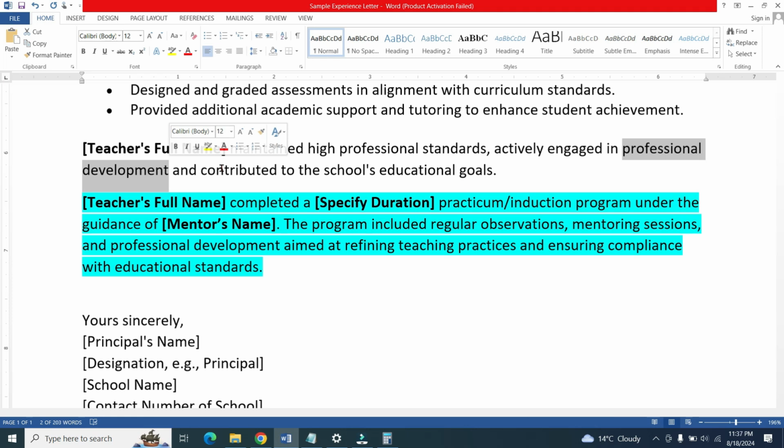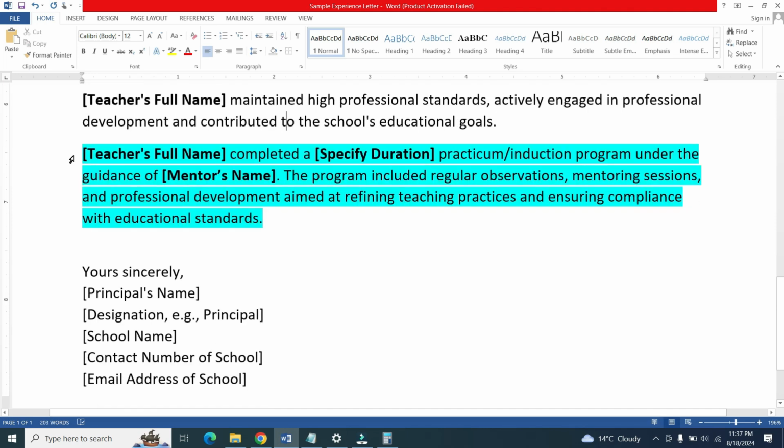So whenever it is happening, make sure that you ask them to mention it in your experience letter. Now this is really important, that is why I have highlighted it as well. One thing which I noticed when I applied for registration as a teacher in New Zealand, they were really keen to know about my practicum or induction program.